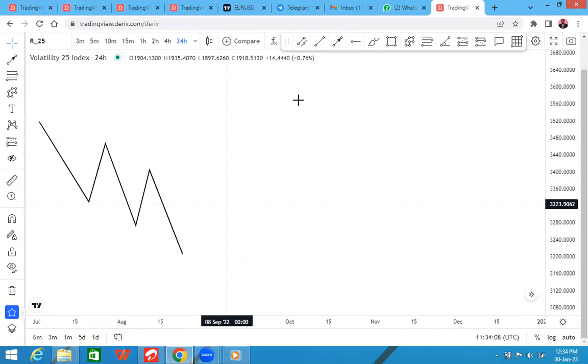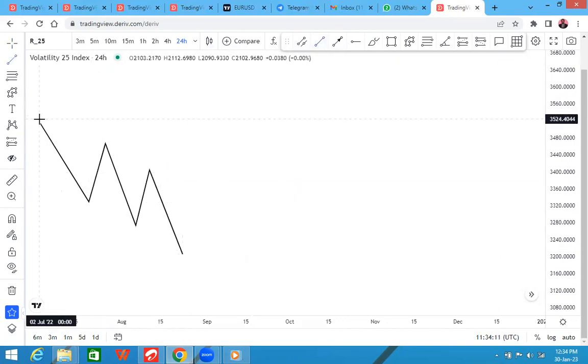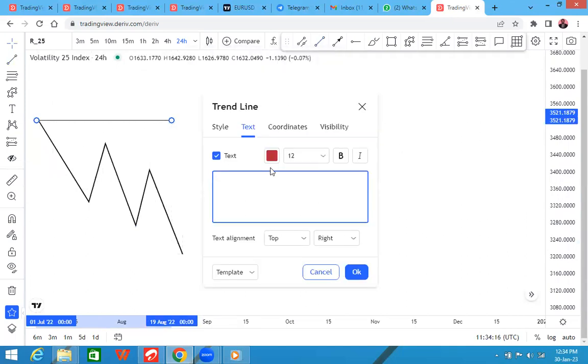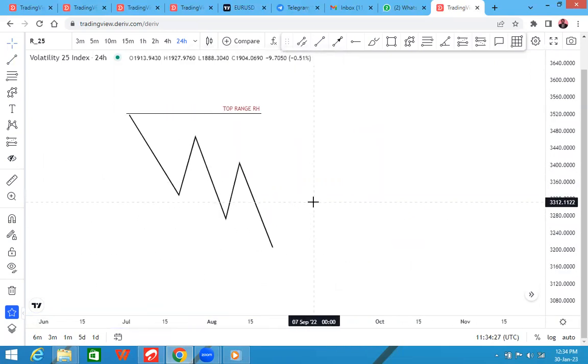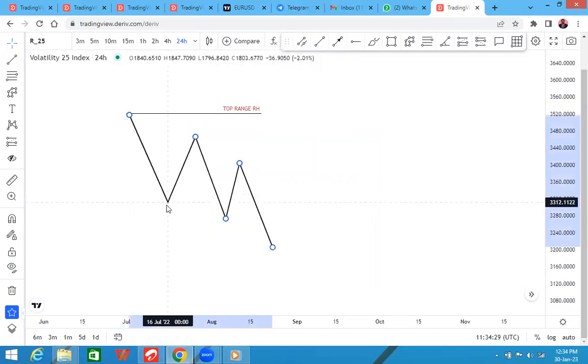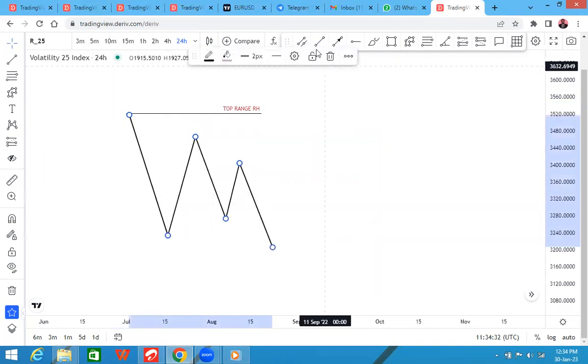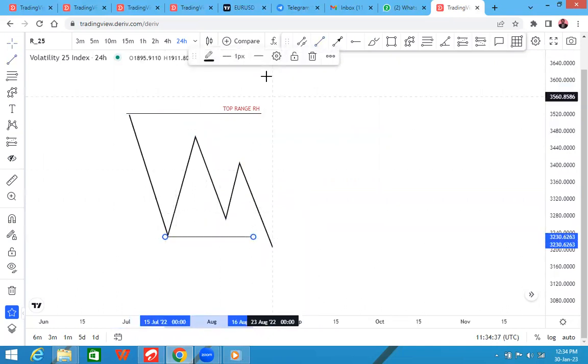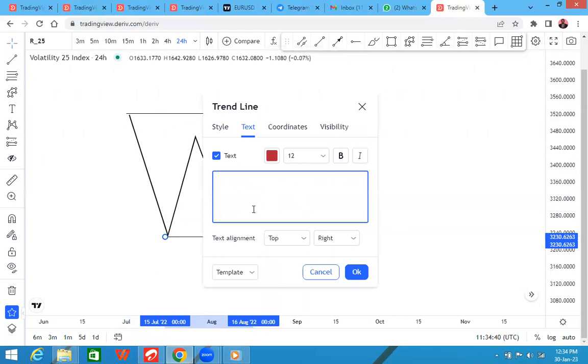I'm taking structure from the higher time frame. So this is my daily high. So I'll use top range now, top range or range high. So where is going to be my range low? The last low, immediately price started retracing. So this becomes the last low, the most recent low. So I'll say down range or range low.